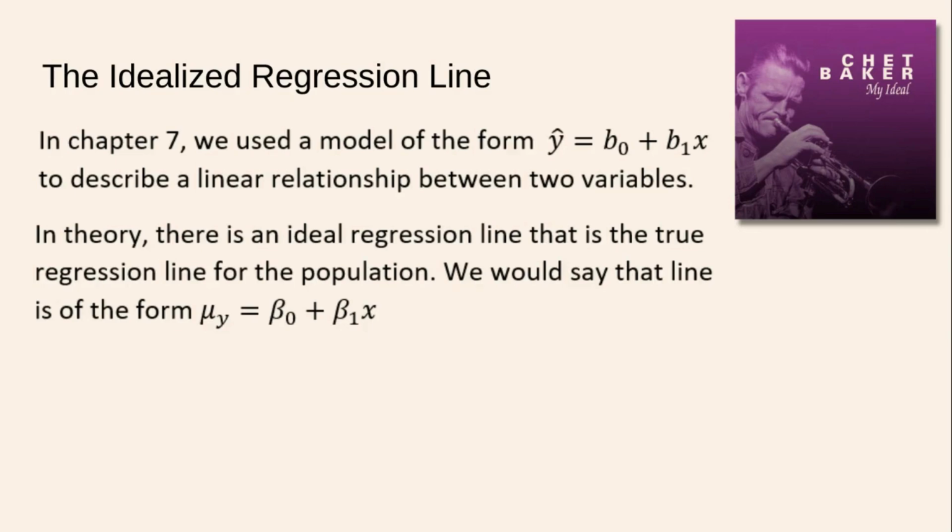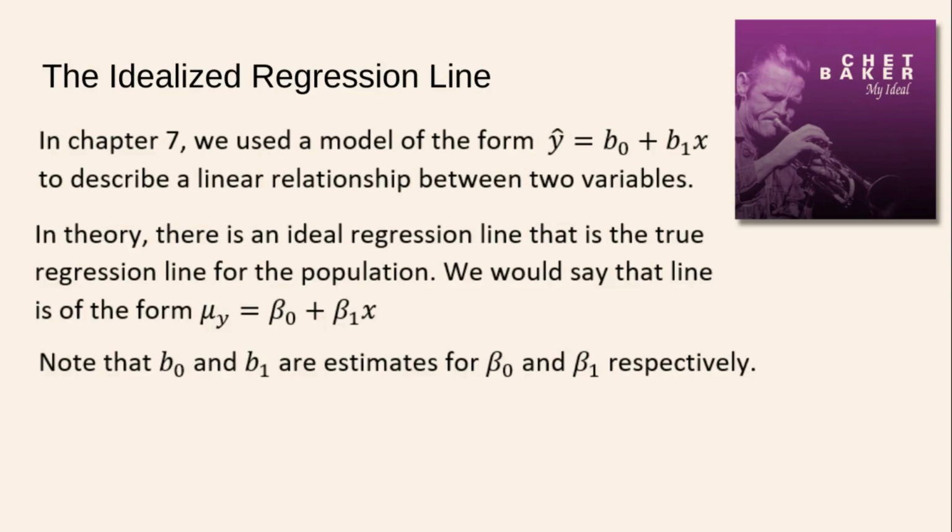We would say this ideal regression line, the regression line that models the entire population, not just a sample, is of this form. Mu sub y is equal to beta, that Greek letter is beta, beta naught plus beta 1 x. Note that b sub 0 and b sub 1 are estimates. They're point estimates for beta sub 0 and beta sub 1.